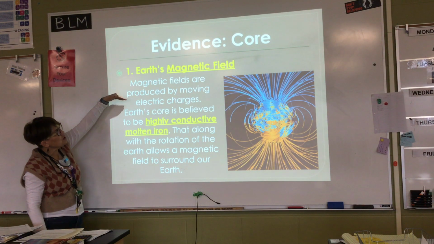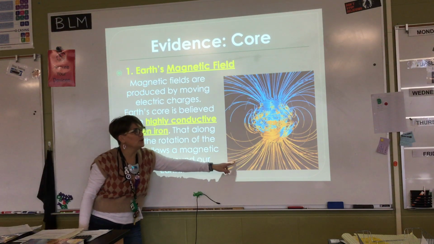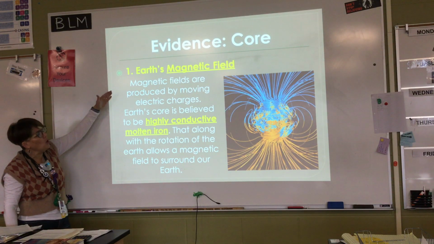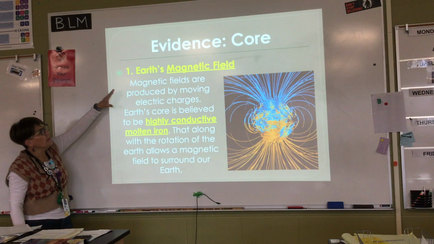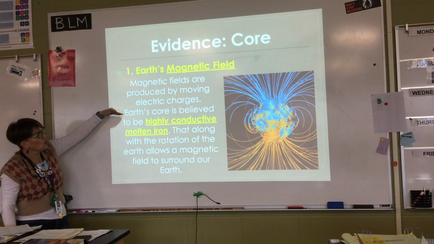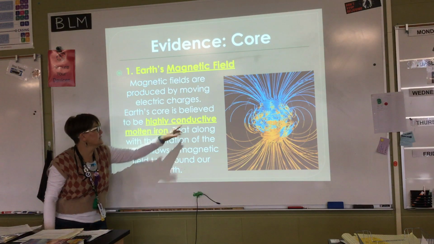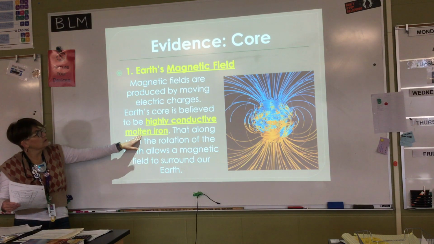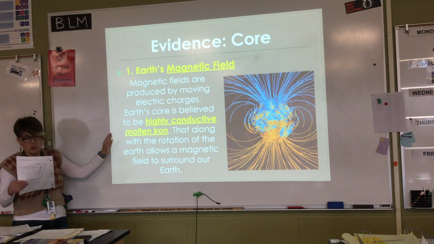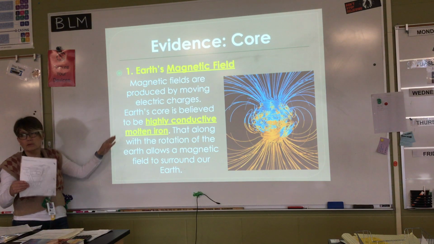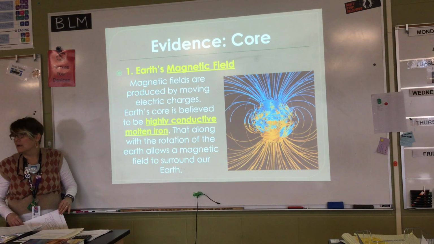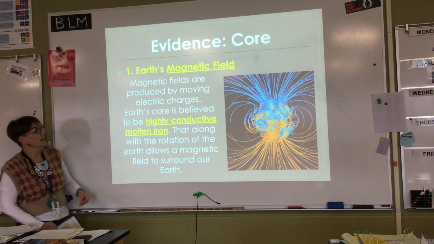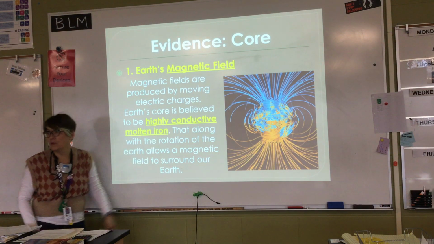Magnetic fields are produced by moving electrical charges. This is a computer simulation of what we believe the Earth's magnetic field looks like. So how do we know that the core is mostly iron and nickel? Because the Earth has a magnetic field. Earth's core is believed to be highly conductive molten iron. So this is under number 1, right? Earth's core is believed to be highly conductive molten iron. What's conductive mean? It can transmit stuff through it, in this case, charges. We've got our magnetic field.